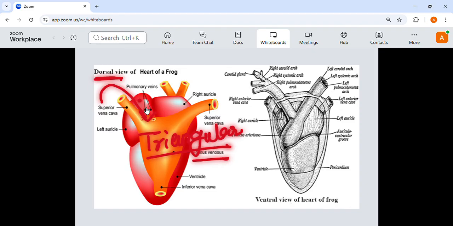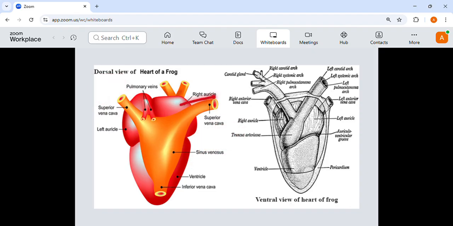From the sinus venosus it moves to the right auricle. From the right atrium or auricle, we can say, then it moves to the ventricle.